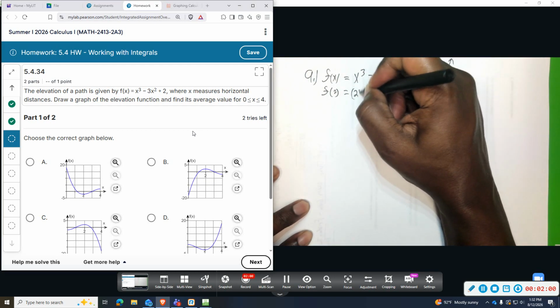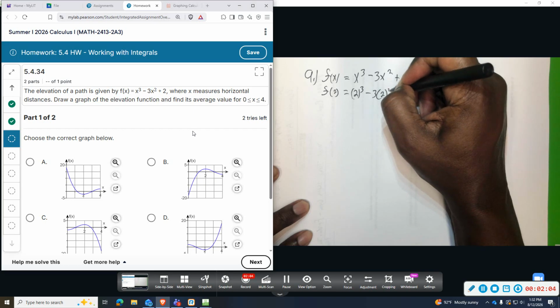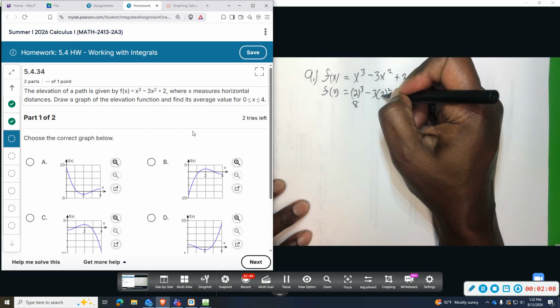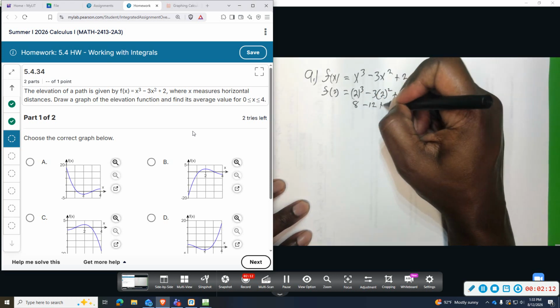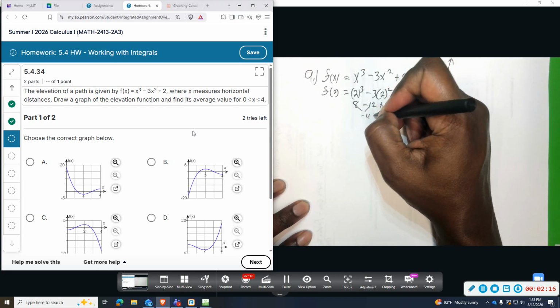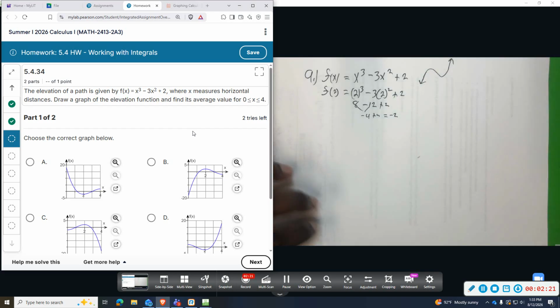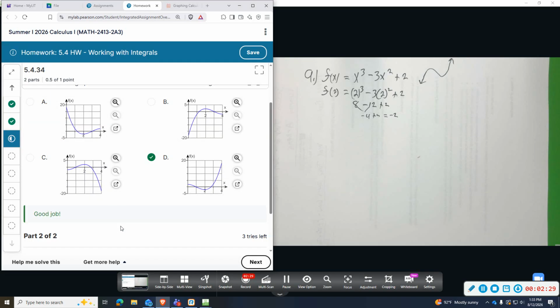So we'll have 2 cubed minus 3 times 2 squared plus 2. This gives me 8 minus 4 times 3, which is 12, plus 2. This gives me a negative 4 plus 2, and then that gives me a negative 2. So just based on one value, doing a plug-in, I would say that D would be our best answer choice as far as the shape of the graph is concerned.